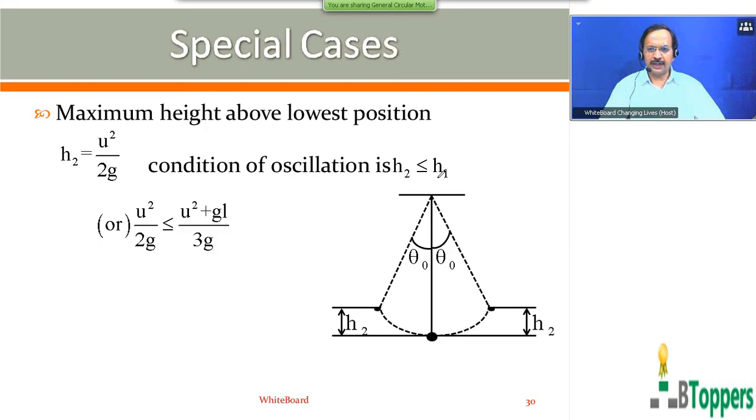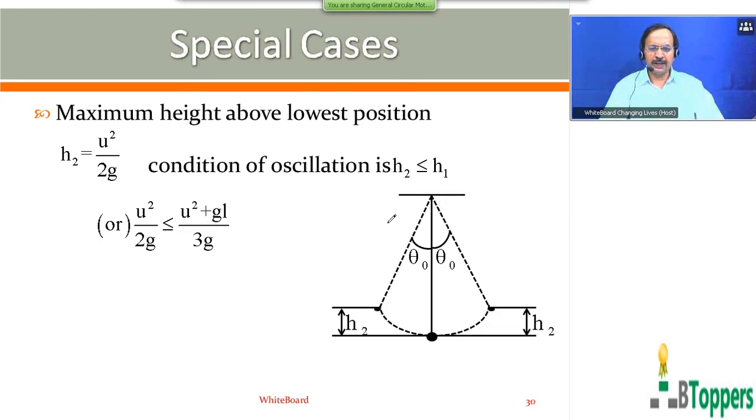Here h1 is the vertical height above the lowest position at which the magnitude of tension in the string becomes 0. In the previous case, when we discussed, h1 is equal to (u square plus gl) by 3g. So h2 is u square by 2g. So the condition of oscillation is that the magnitude of velocity should become 0 earlier, at an instant before the tension of the string becomes 0.